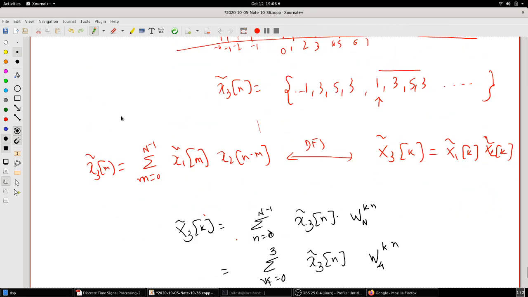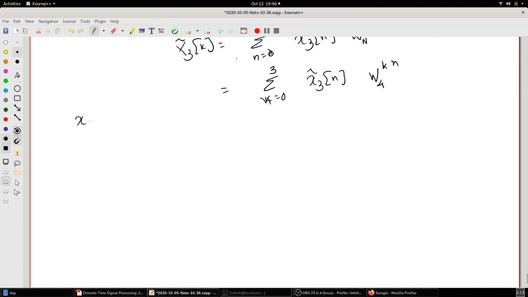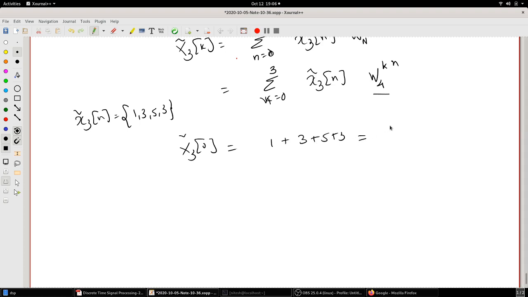Now, I know that x3 tilde of n is 1 3 5 3, one period is 1 3 5 3. So x3 tilde of 0 will be equal to 1 plus 3 plus 5 plus 3, because W here will be 1, since the exponent is 0.